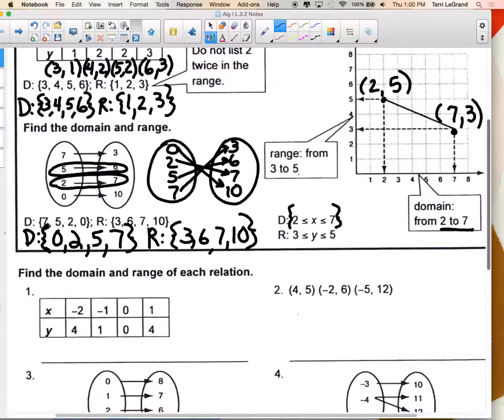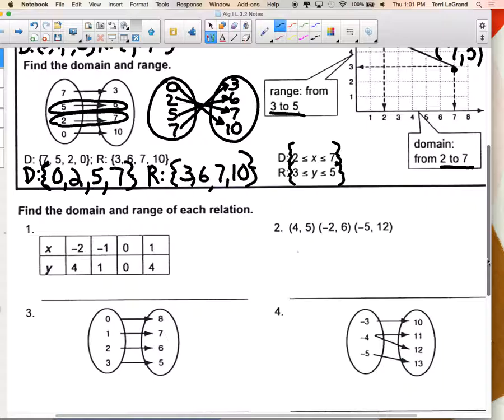Our range starts at 3 and goes up to 5. Range is from 3 to 5, so we do the same thing. We write a compound inequality, but notice what's different about that compound inequality: it has a different variable, because what is the range made up of? It's not made up of x's, it's made up of y. So we have to make sure we use a y in our inequality statement for that.